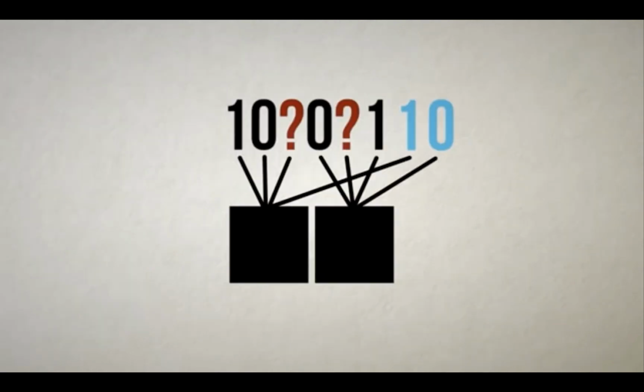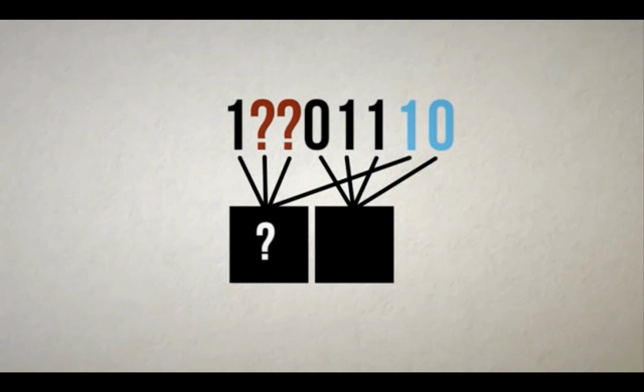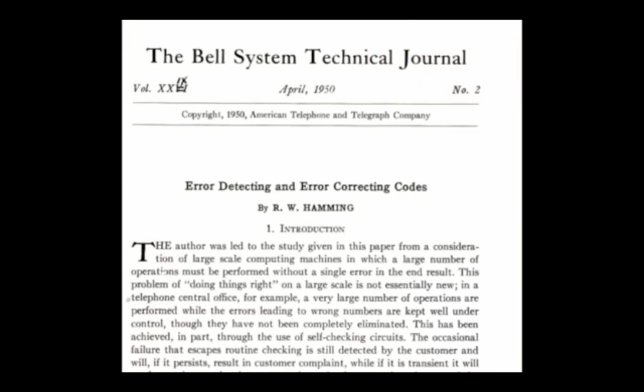However, we face the same problem with this approach. The code fails if 2 or more erasures occur in any parity check set. In that case, the bits can't be recovered. In 1950, Richard Hamming was looking at simple ways of correcting multiple errors when transmitting a sequence of bits.